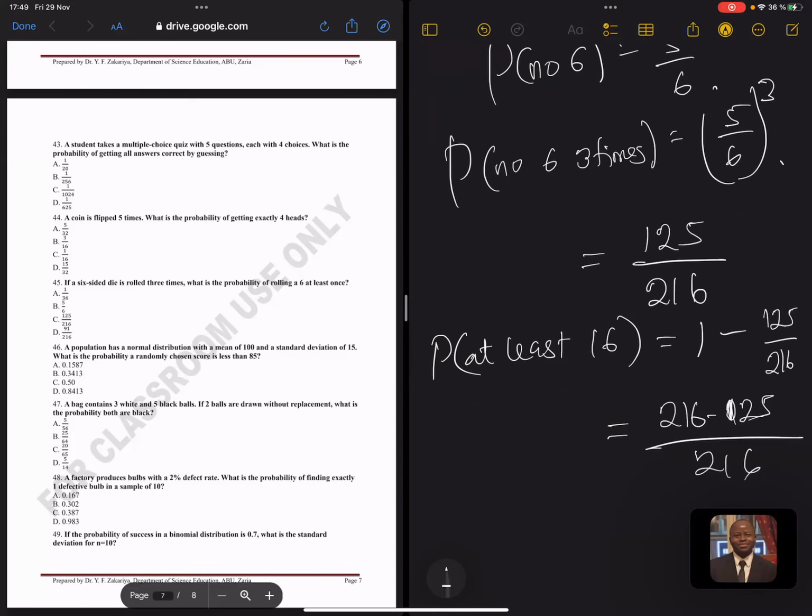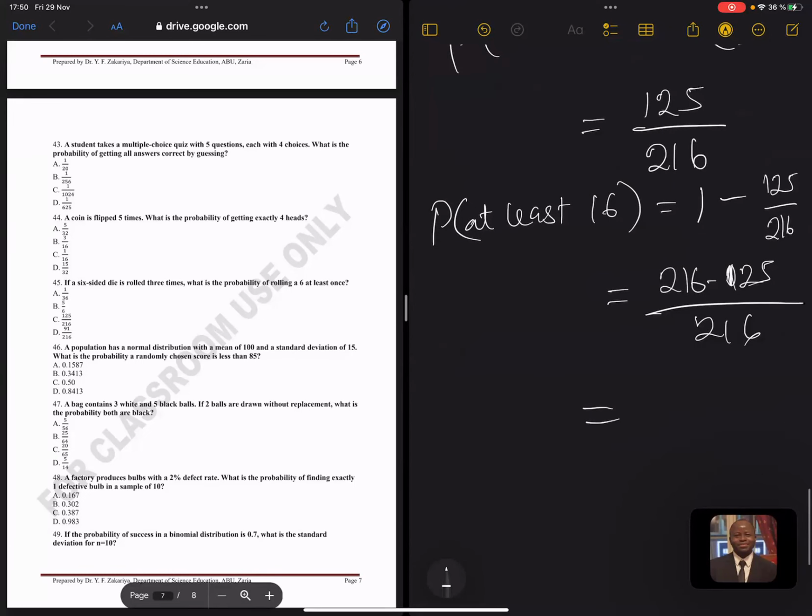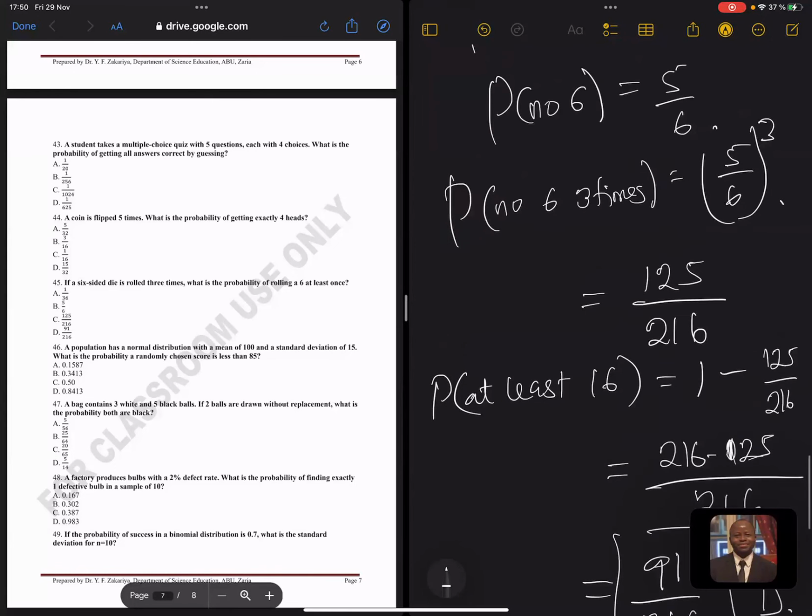What do you get? I want you to tell me the answer to this one. It is what? What is 216 minus 125? 91 all over 216. Thank you. 91 over what? 216. So this is your answer. And the right option there is option what? Option D. Okay. Interesting, yes?